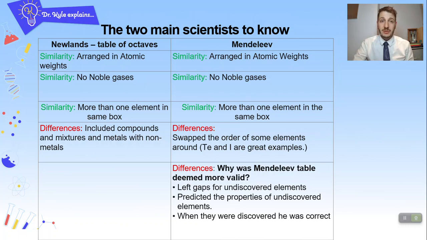Both of them arranged their elements according to the atomic weights. Now this was the wrong thing to do, and it led to errors in both of the men's tables. The modern periodic table is not ordered this way.